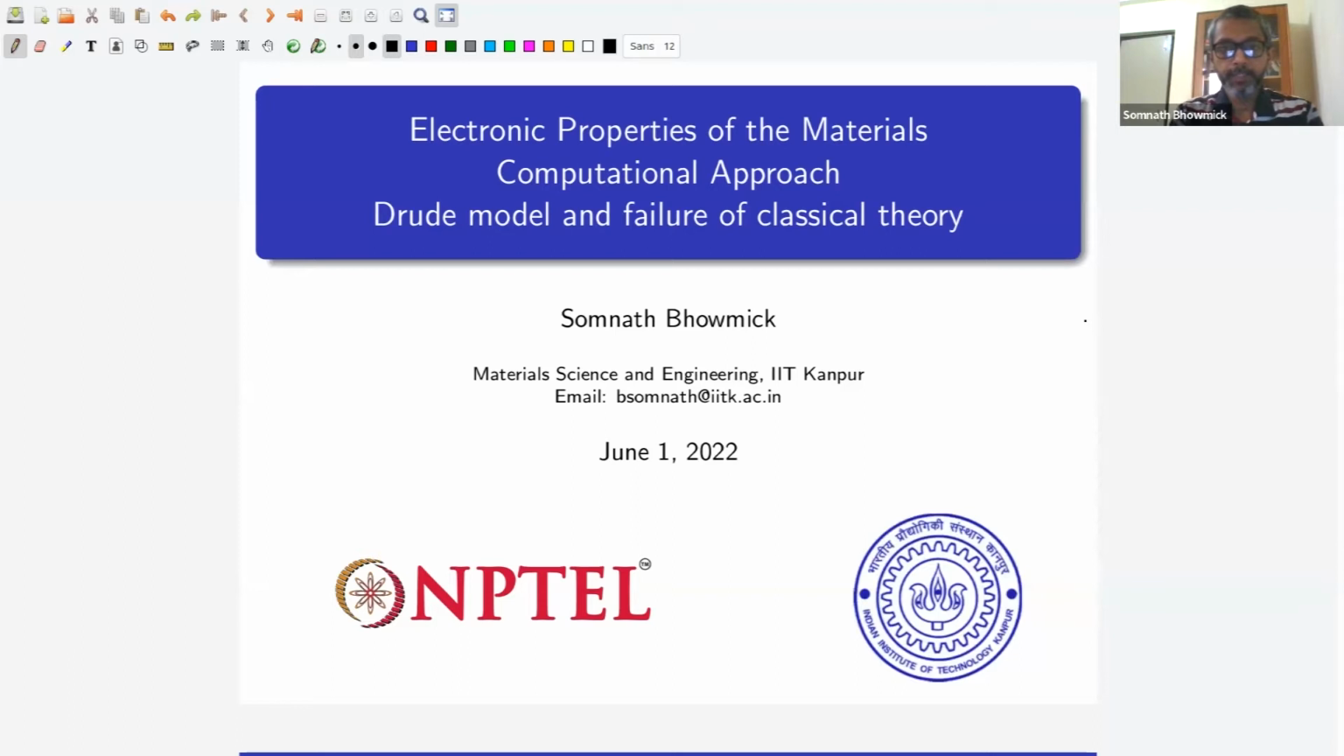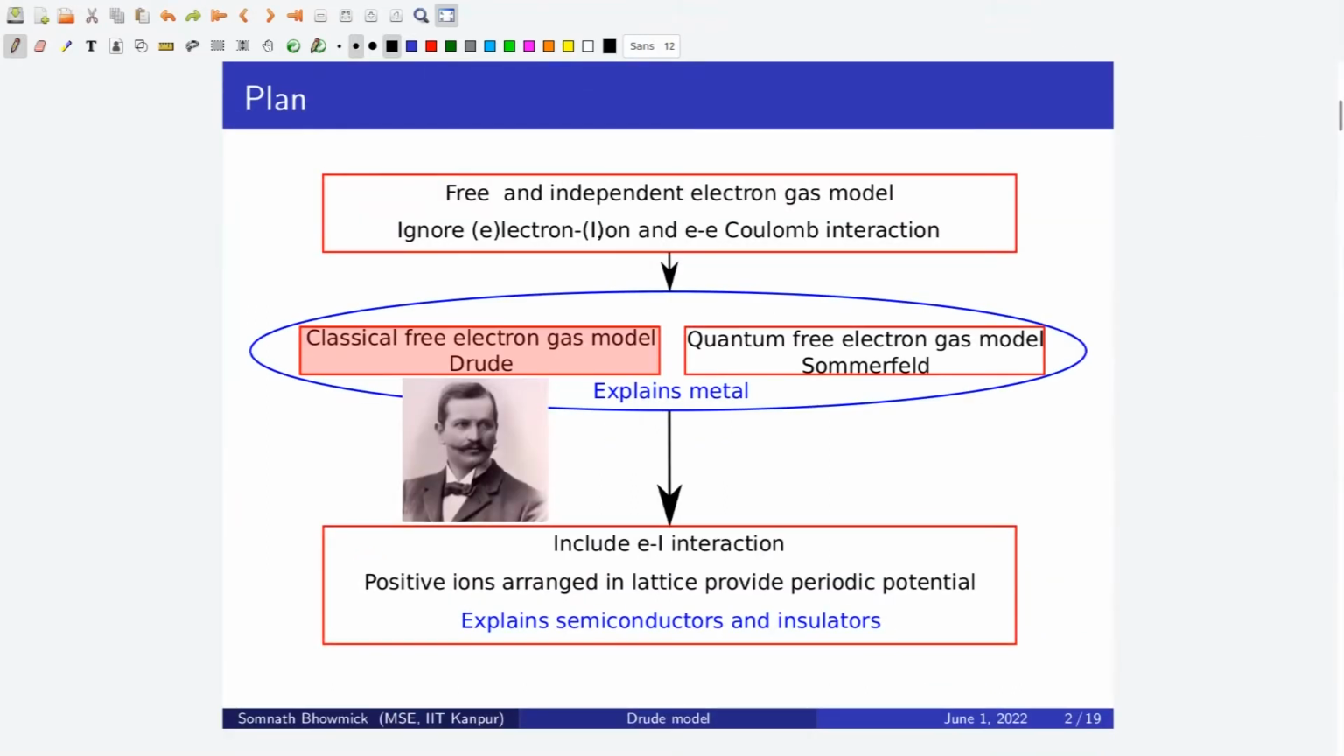Friends, in this lecture, we talk about Drude model and failure of classical theory. First, let us revise the plan of the course. We would like to understand electronic properties of metals, semiconductors, and insulators.